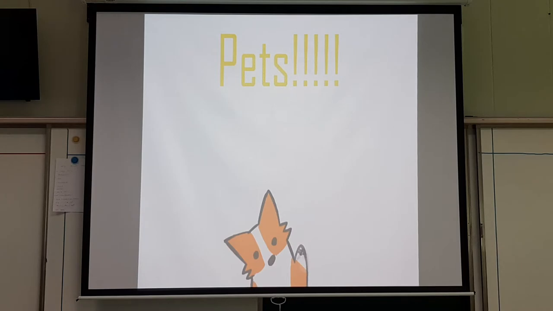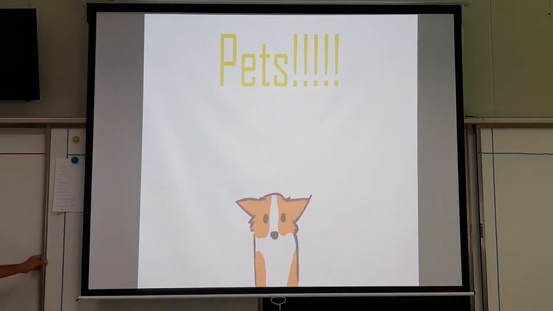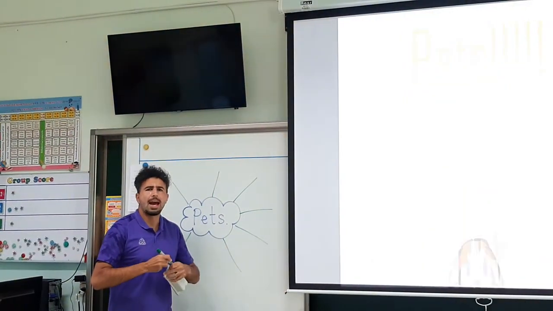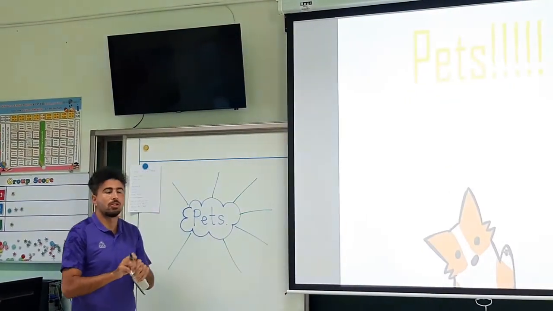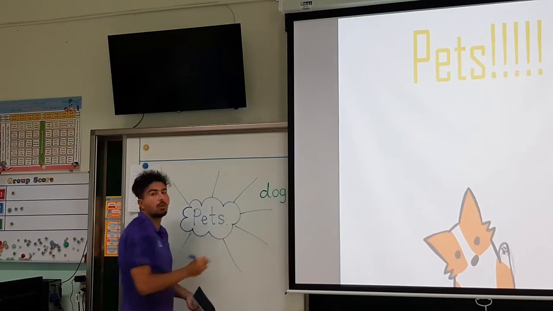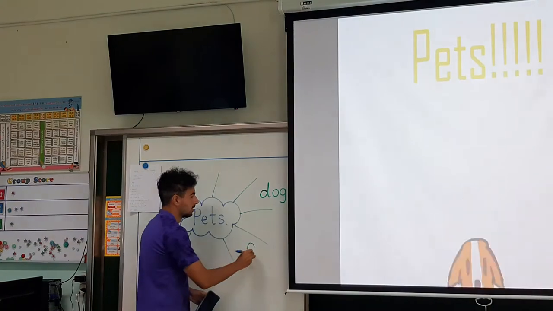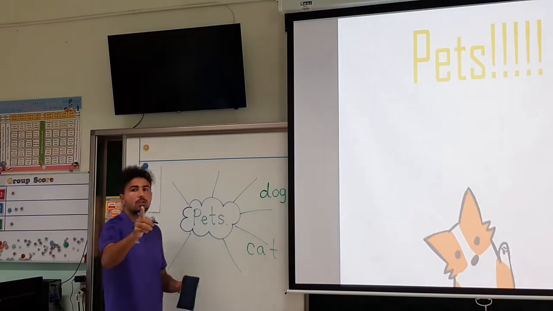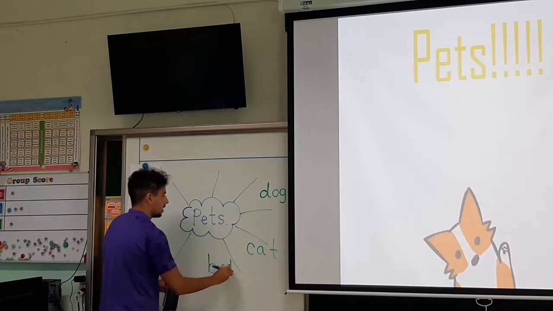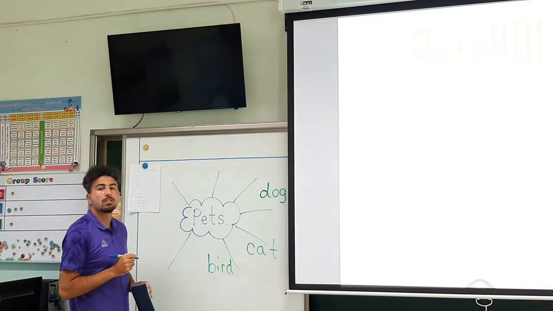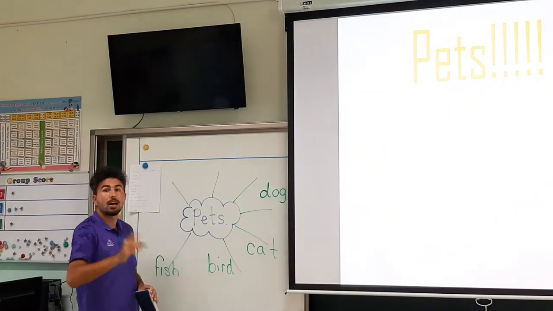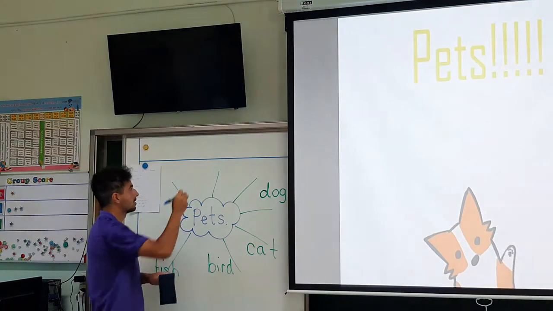Okay, so what things did we see in the video? Here's our brainstorm. What animals did you see in the video? Well, you could have had dog. You could also have had cat. And what else? You could have had bird. And you could have had fish. But not a lion. Other animals that you could have had that we've been doing in pets?